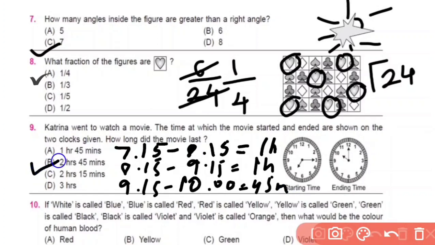Question number 10. If white is called blue, blue is called red, red is called yellow, yellow is called green, green is called black, black is called violet, violet is called orange, then what would be the color of human blood? What is the color of human blood? Red, and red is called yellow. So answer B is correct.